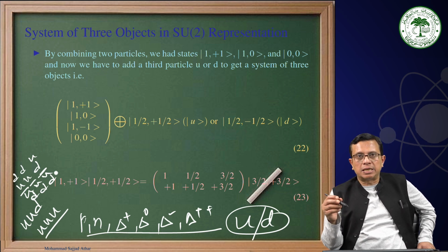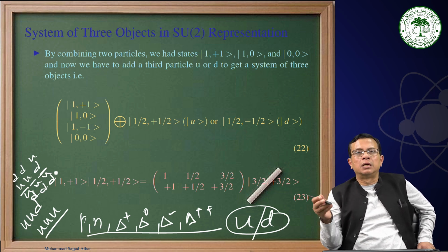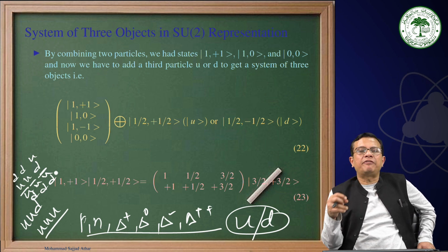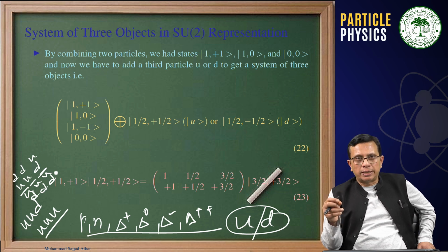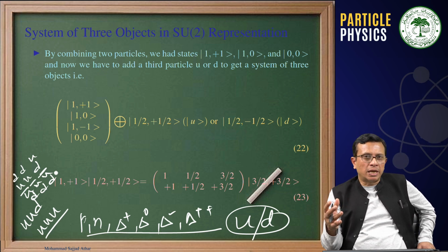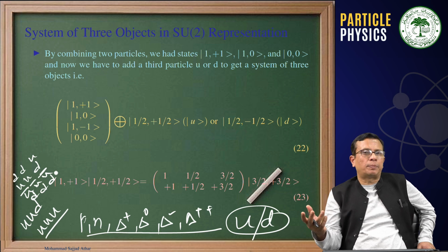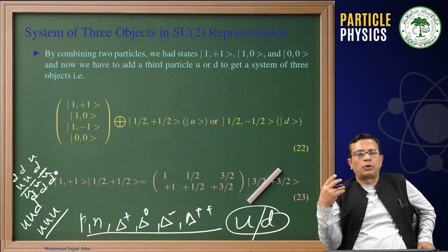And then we will see how to construct the flavor wave function. That means we will construct psi for isotopic spin space for the baryons, and then we can similarly obtain the wave functions for the mesons.